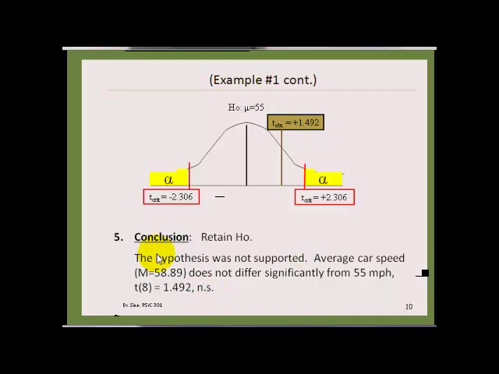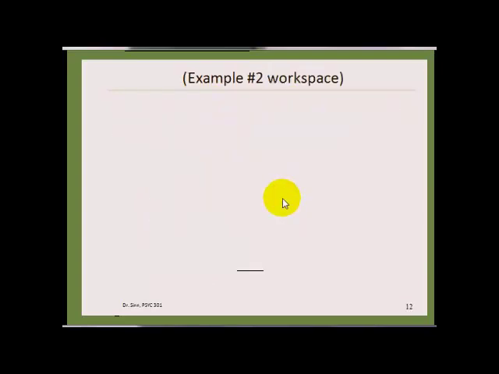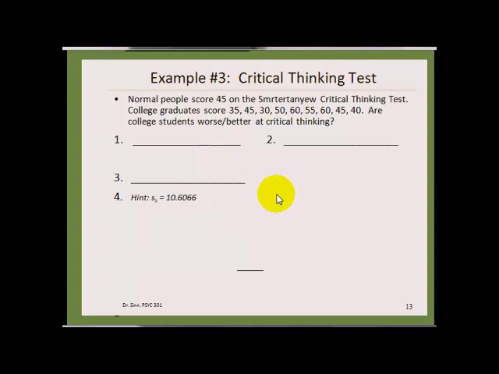But 2 parts. The first part, you're just stating the hypothesis, whether or not it was supported. And then the second sentence is comparing the 2 means, the 58.89, the sample mean, and the 55, the population mean, and then telling if that statistic was significant. So that's it. Okay, in class we'll do the example here with 8 hours of sleep for college students, and you'll work that out. Let's work on another problem while we're just on the video here.